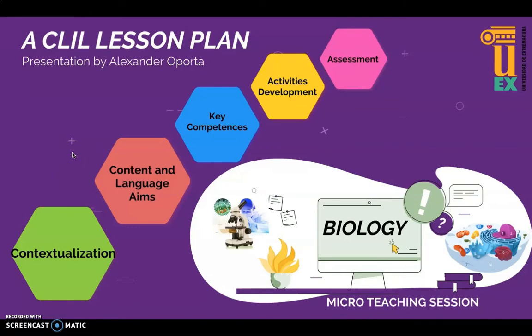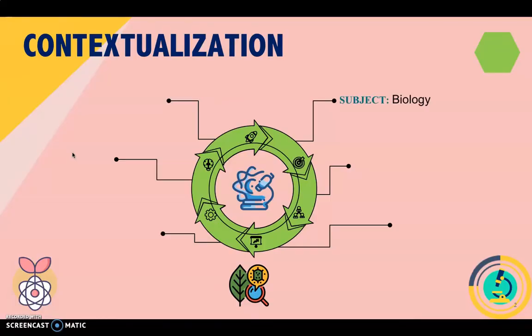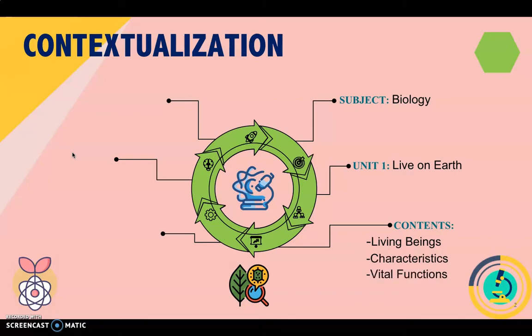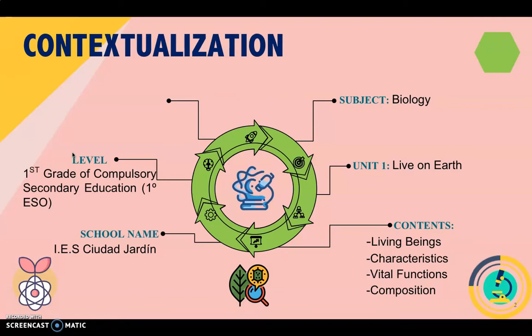In relation to the context, this is a biology lesson plan that goes for the first unit, which is Life on Earth. And the contents that are going to be developed are the main characteristics of living beings, the vital functions, and composition. This lesson plan will be carried out at Ciudad Jardín School, and it goes for the first grade of compulsory secondary education.